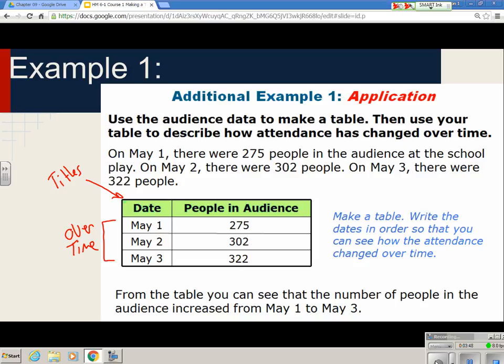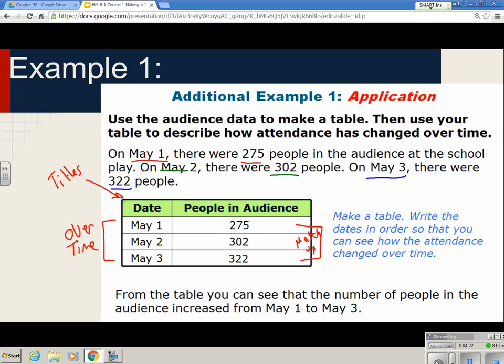After that, you make sure that you match up the information that goes directly with the date. May 1st, 275 people. May 2nd, 302 people. And May 3rd, 322. And you see that they all match up properly down in the table. Then, once you have it all in a good, organized fashion, it's a lot easier than looking at a paragraph. You can usually make some sort of summary or find the pattern and relationships that you see.